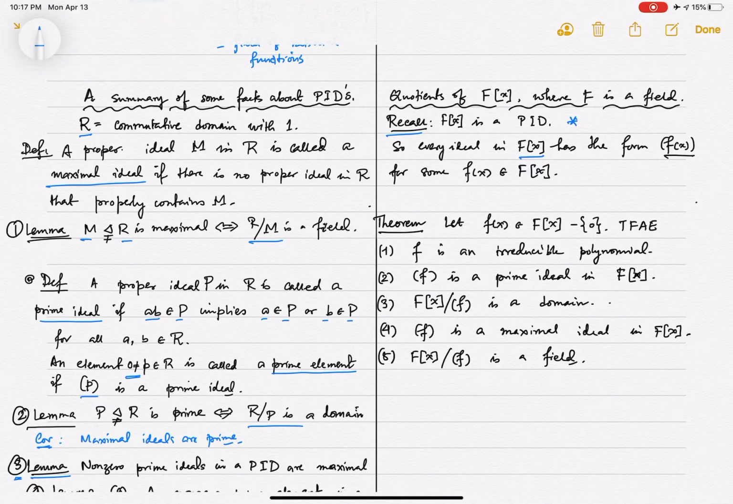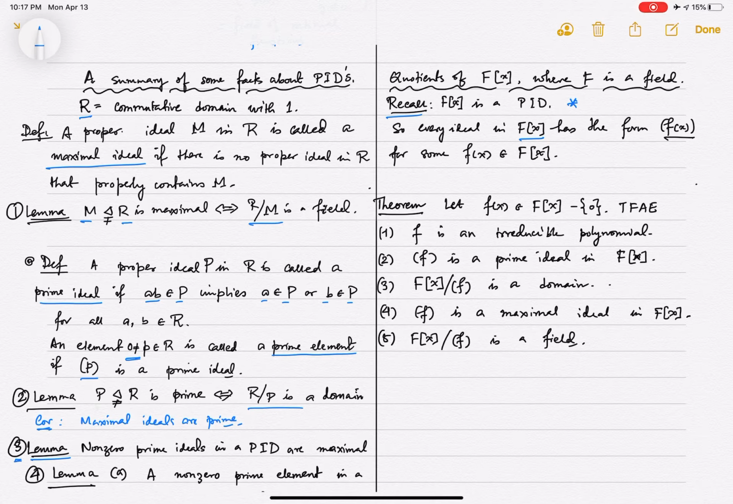And the theorem gives 5 statements that are all equivalent. So you take a non-zero polynomial in F[x], call it f(x). Then the following 5 statements are equivalent. 1: f is an irreducible polynomial. 2: the ideal that f generates is a prime ideal. 3: when you quotient by it, you get a domain. 4: the ideal generated by f is a maximal ideal. 5: when you quotient by f, you get a field.